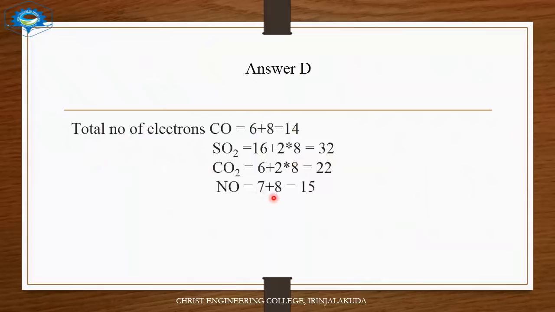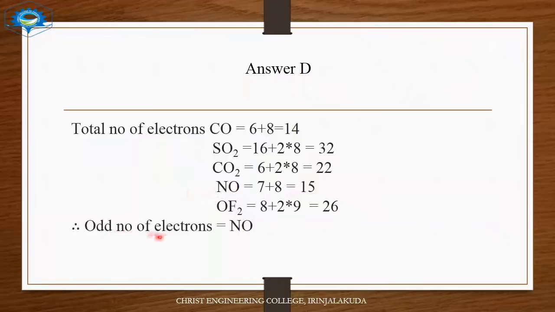NO, that is nitrogen, atomic number 7 plus 8, altogether 15. OF2, that is atomic number of oxygen 8 plus 2 into 9, is equal to 26. So from this result, which one will have an odd total number of electrons? For NO? So NO is the answer.